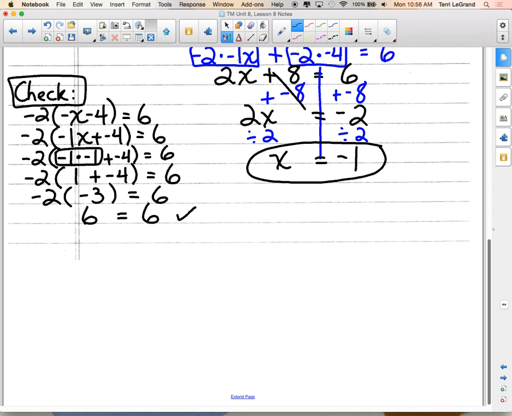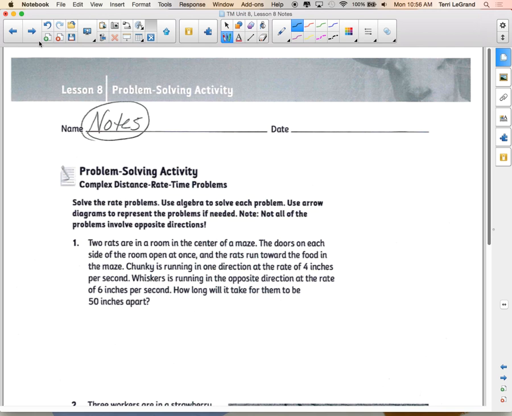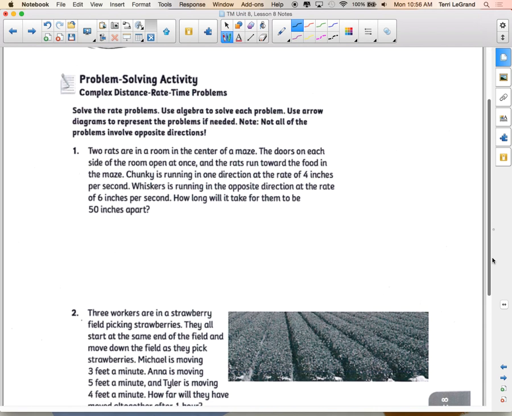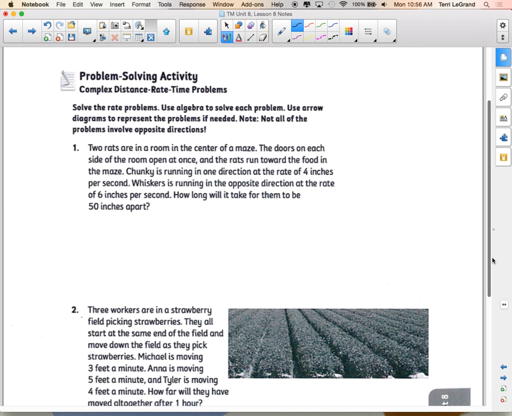Okay, then let's go to the backside and let's work with our other learning goal today, which says I can solve complex distance rate time problems, or in other words, I can solve complex word problems. Okay? So our directions say solve the rate problems, use algebra to solve each problem, use arrow diagrams to represent the problems if needed. So I'll show you some arrow diagrams and you can decide if you need to use them or not when you're doing this. Not all of the problems involve opposite directions. So they're just giving us a little hint there that not all of your arrow drawings will look alike. Okay, go ahead and read number 1 to yourself first of all.